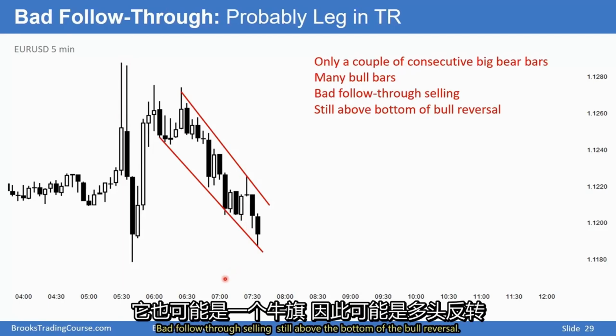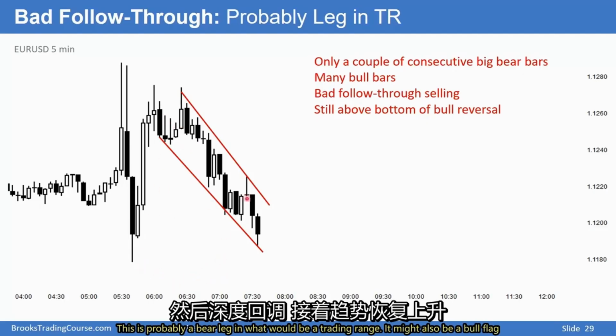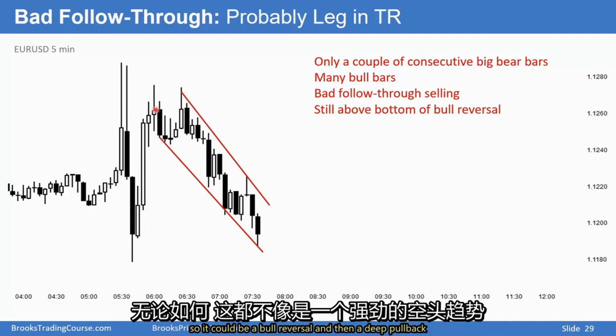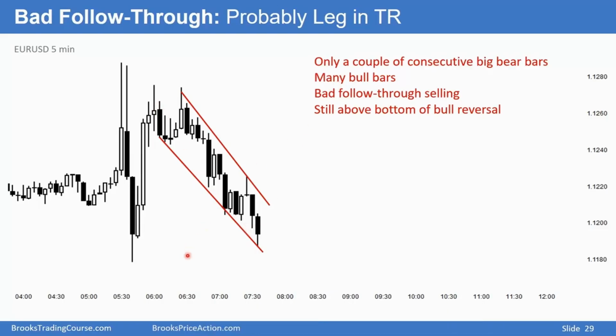Bad follow-through selling, still above the bottom of the bull reversal. This is probably a bear leg in what would be a trading range. It might also be a bull flag. So it could be a bull reversal and then a deep pullback followed by trend resumption up. In any case, it does not look like a strong bear trend.